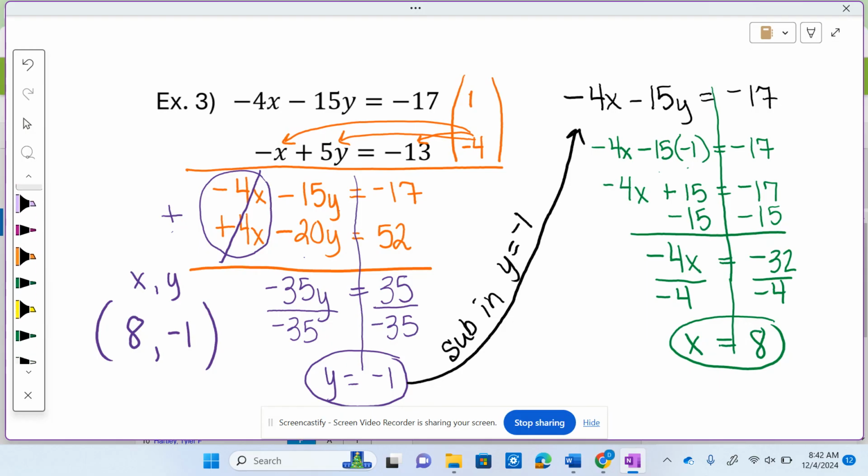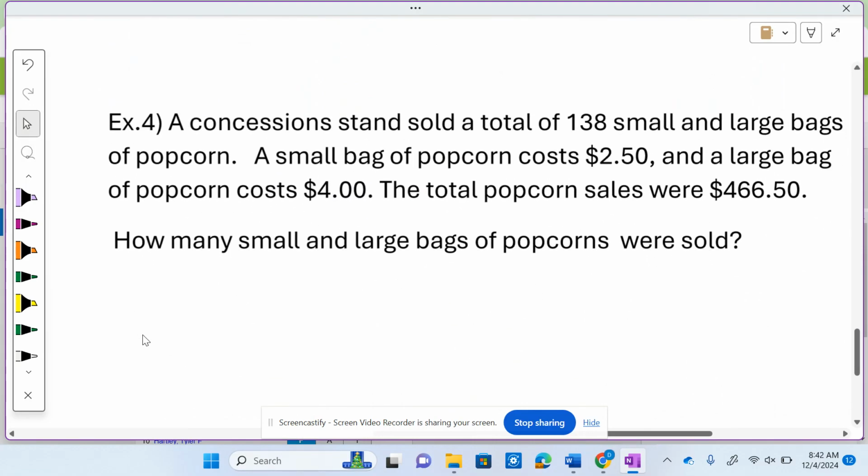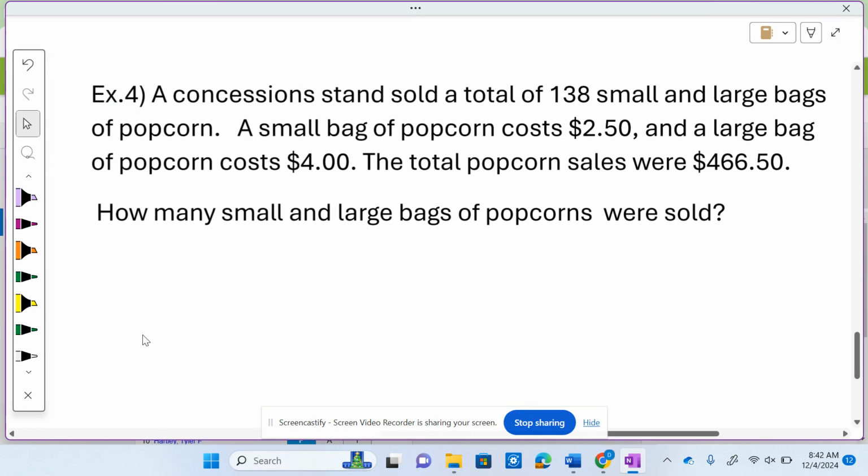Okay, so let's look at this word problem. A concession stand sold a total of 138 small and large bags. So that means that whatever we add together is going to equal 138. Do you guys see that? A total of small and large bags. Well, what are we adding together?